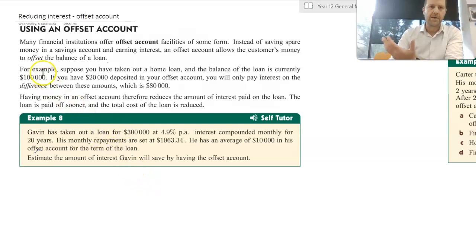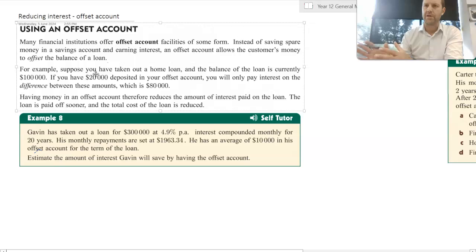Here's an example. Suppose you've taken out a loan and the balance of the loan is $100,000, but you have $20,000 in an offset account. So you're not just putting that $20,000 into the $100,000 loan, you've got it sitting in a different account, but it offsets the total amount of the $100,000. So what you're actually doing in that instance is paying interest on the difference between $100,000 and $20,000. So you're only paying interest on $80,000.